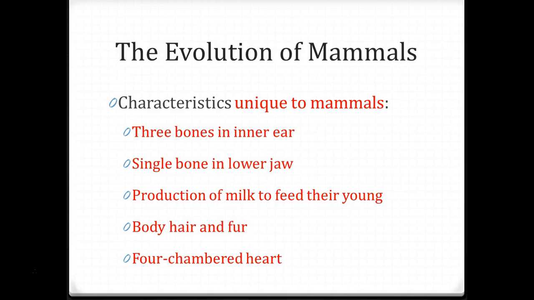We are mammals because we have 3 bones in our ear. Our lower jaw is comprised of only 1 bone as opposed to 2 bones, which is what you find in other groups of chordates. We produce milk as mammals that is fed to the young, and that one is an interesting one, as you will see when it comes to humans in particular, because we are the only species that actually drinks milk as adults. We have body hair and fur because we are mammals, and we have a heart that contains 4 chambers.